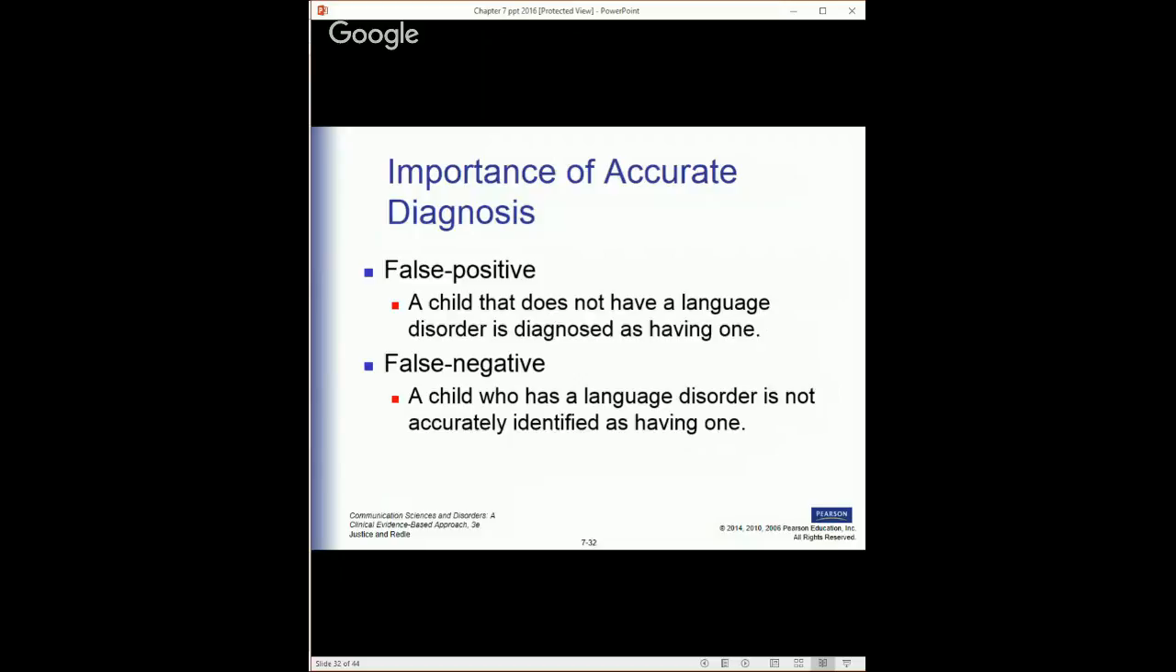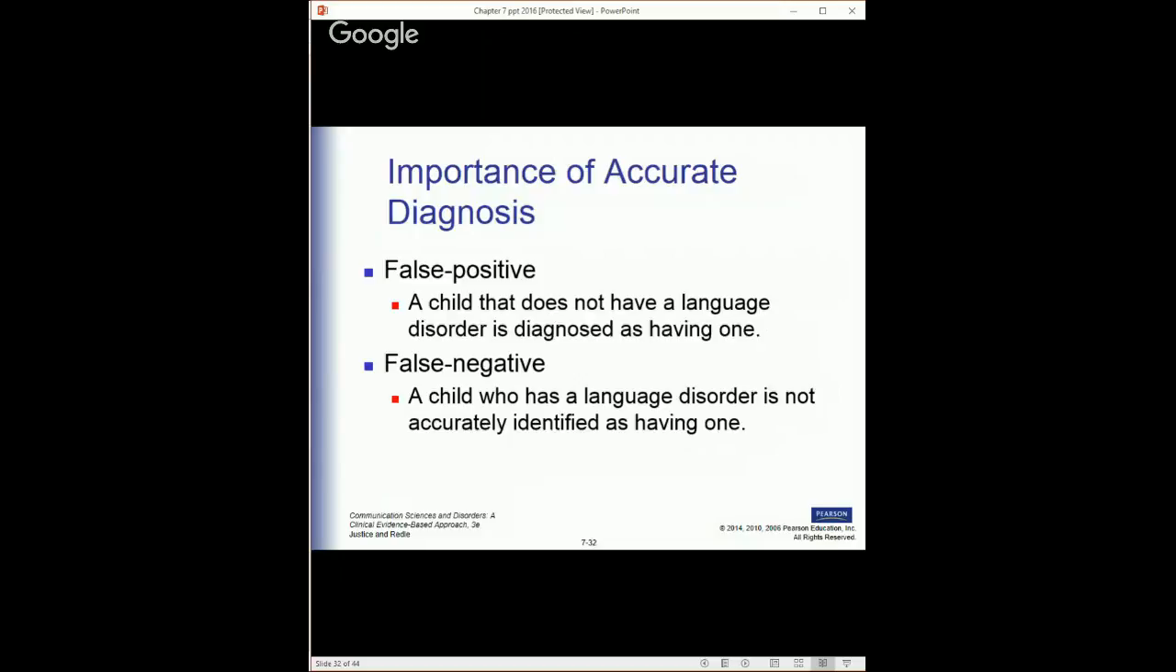Misdiagnosis happens for a variety of reasons. Could be poorly constructed tests or tests that are culturally or linguistically biased. Children might perform poorly during a language evaluation because of illness or fatigue, maybe because they're shy or because they have another condition such as ADD or ADHD, behavioral problems. So, some professionals will misdiagnose language differences as language disorders.